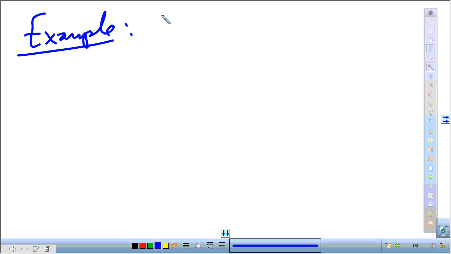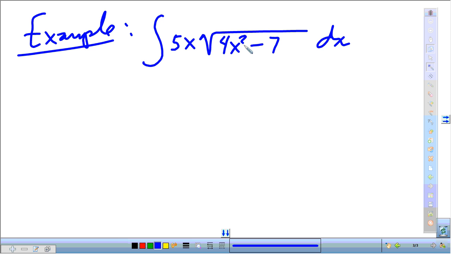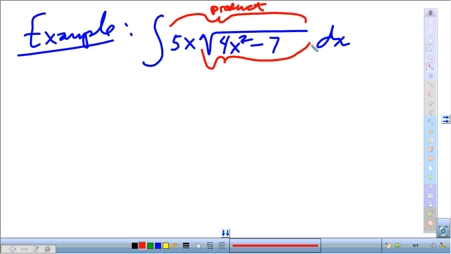So, for example, if we had the integral or antiderivative of 5x times the square root of 4x squared minus 7. So, in this example, I see a product of several things. And so, essentially, I want to divide it into two pieces. And of the different things that are multiplied, I notice one of them is set up suggesting composition.